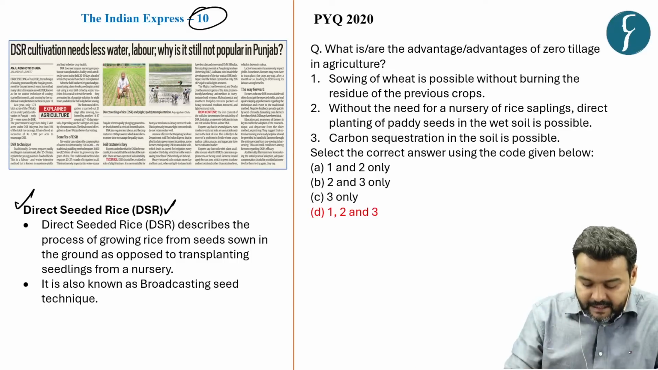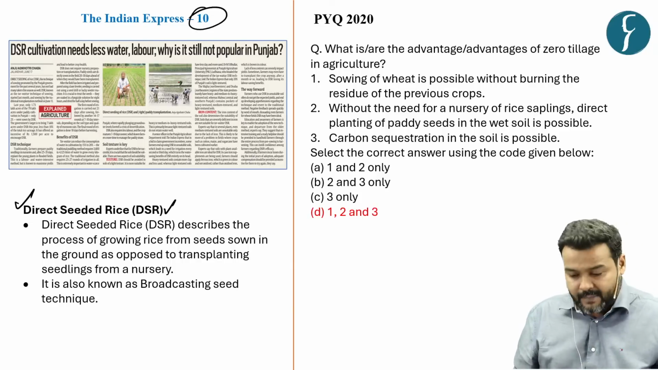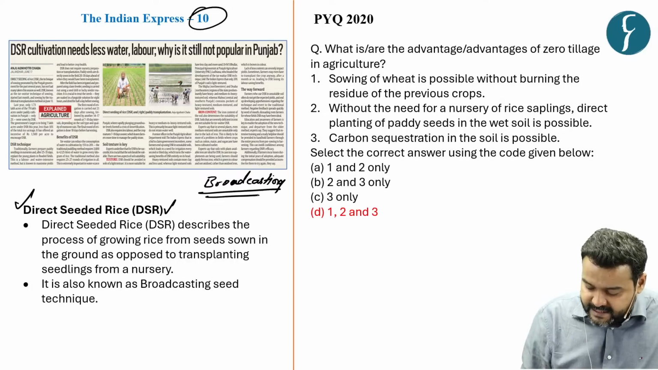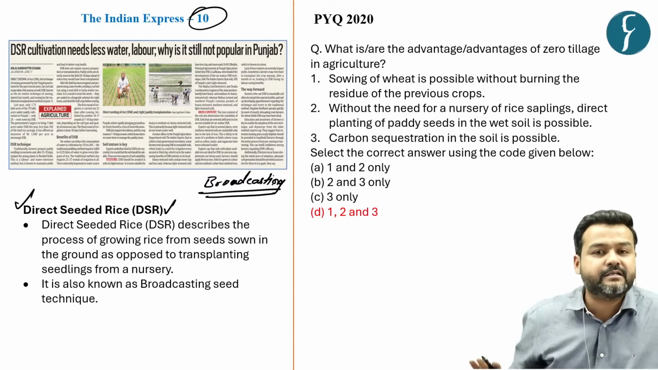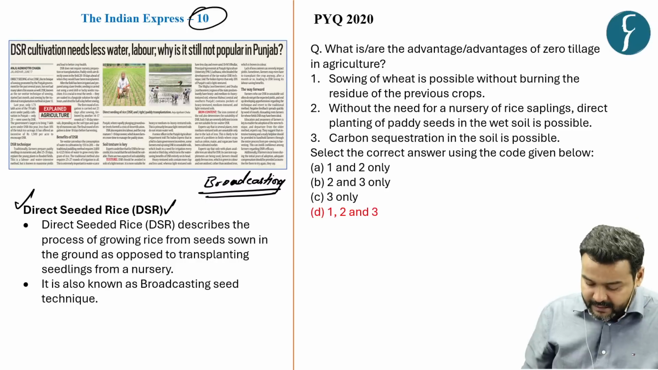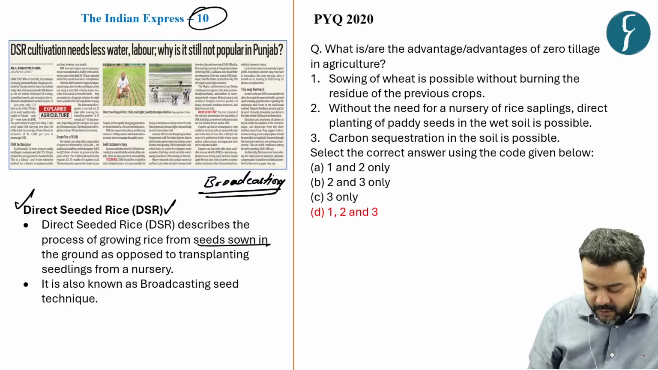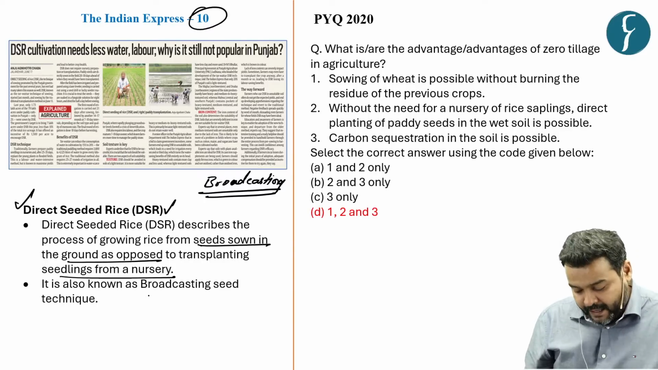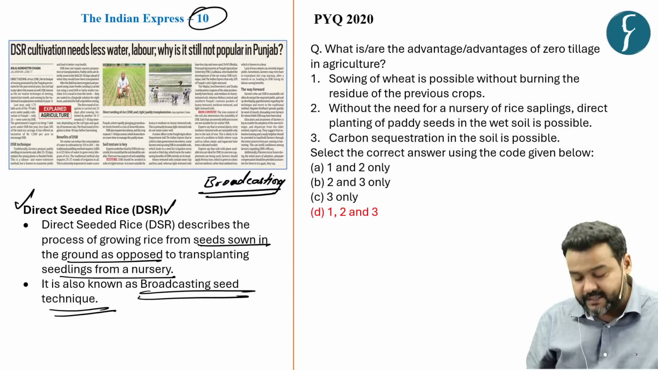Now, this direct seeded rice is the conventional method which we all know about, the seed broadcasting method, where seeds are directly drilled in the soil, the rice seeds. As the name suggests, it means growing rice from seeds sown in the ground as opposed to transplanting seedlings from the nursery, and it is known as the broadcasting seed technique.